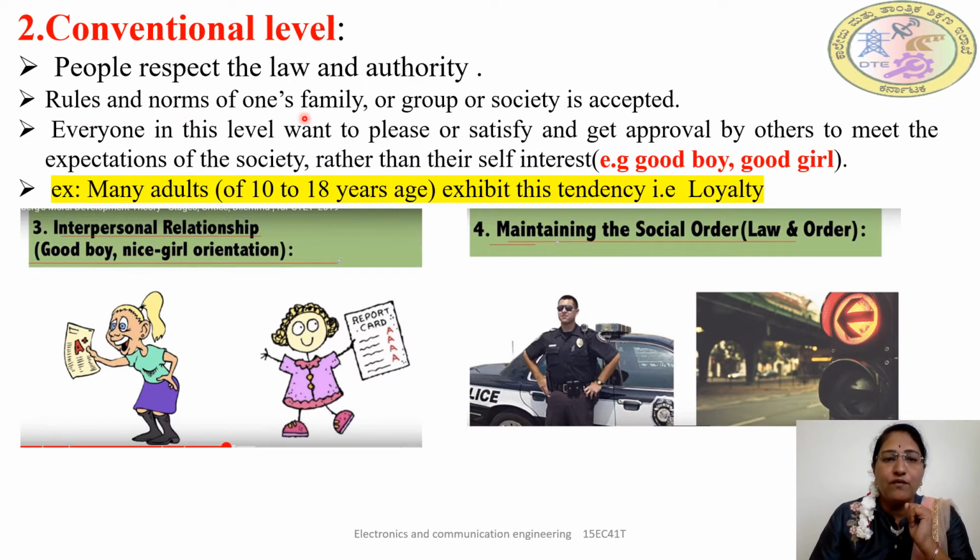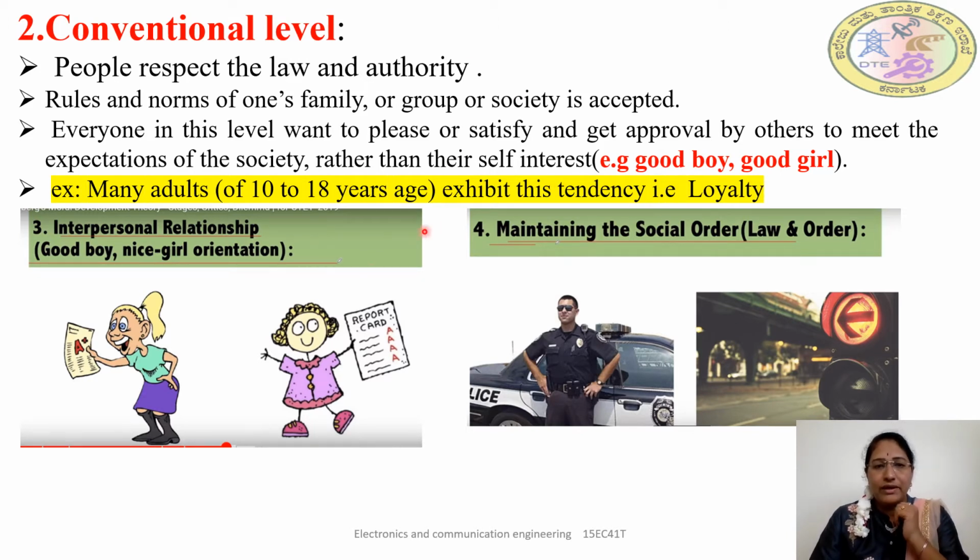Rules and norms of one's family or group or society are accepted. So whatever rules are made within a society or within a family, that is accepted by such people during this age. Okay, everyone in this level wants to please or satisfy and get approval from others, to meet the expectations of the society rather than their self-interest. So that we call a good boy, good girl.